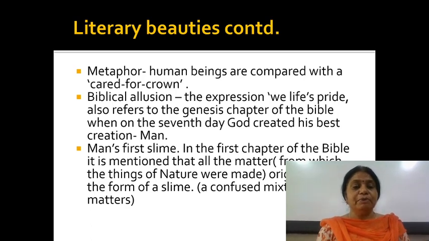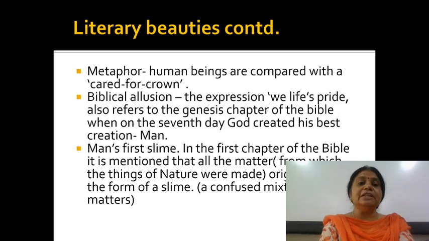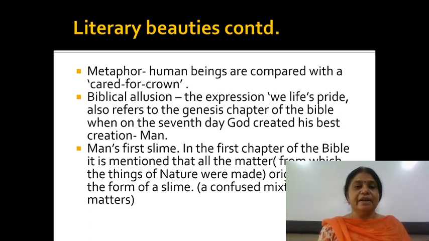Now again, one more biblical allusion is man's first slime. In the first chapter of the Bible, again, the Genesis chapter, it is mentioned that all the matter, all the material from which the things of nature were made originally, lay in the form of a slime. Now what is a slime? Daldal. You must have heard this word daldal. Everything is mixed in it. Mud, water. So before the creation of the world, all the elements were intermixed. It was a confused mixture of matters of air, water, earth, sky and fire.